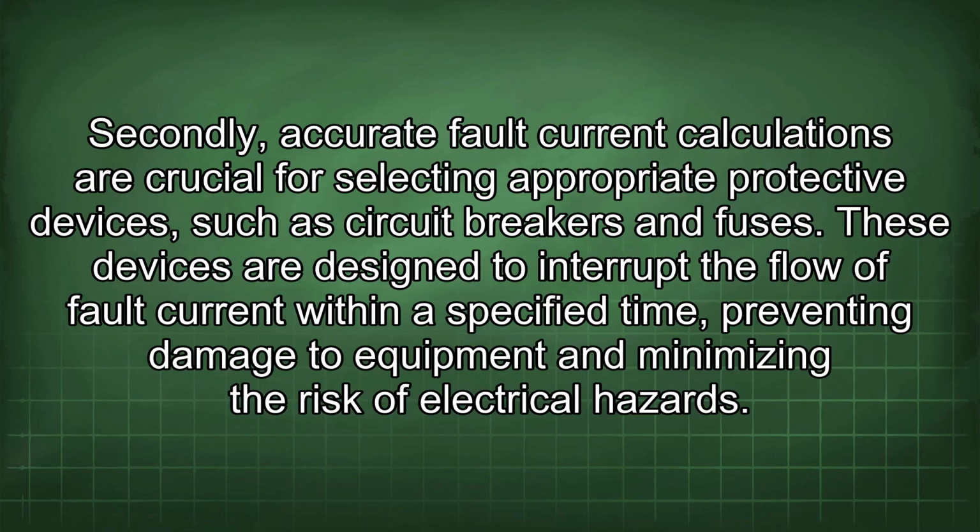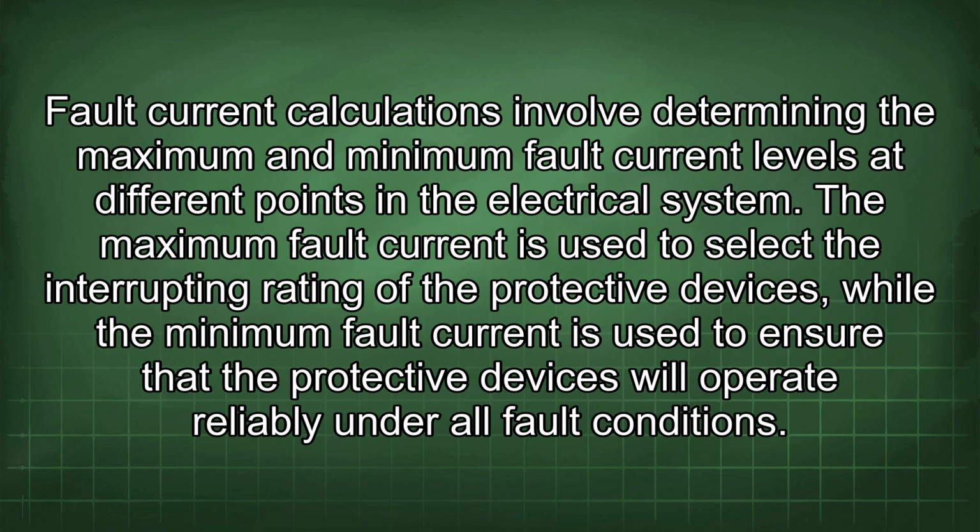Secondly, accurate fault current calculations are crucial for selecting appropriate protective devices, such as circuit breakers and fuses. These devices are designed to interrupt the flow of fault current within a specified time, preventing damage to equipment and minimizing the risk of electrical hazards. Fault current calculations involve determining the maximum and minimum fault current levels at different points in the electrical system. The maximum fault current is used to select the interrupting rating of the protective devices, while the minimum fault current is used to ensure that the protective devices will operate reliably under all fault conditions.